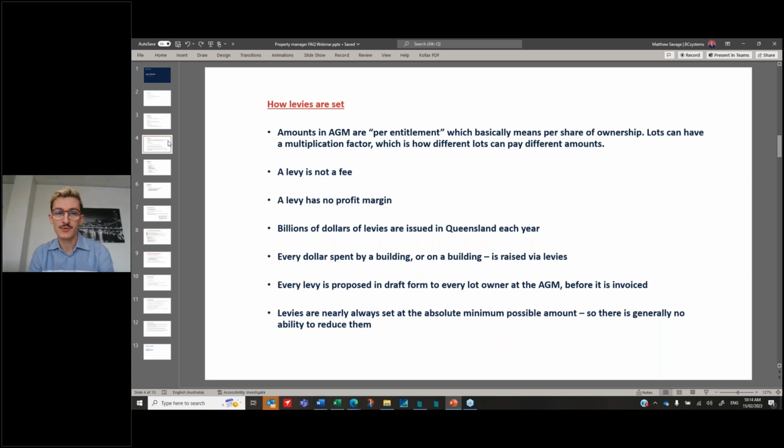So a lot of people, when they see the AGM, they see that the levies are going from $6.20 to $6.30, and it looks like a 10-cent difference. But when you multiply it by their entitlements, it actually comes out to be maybe a couple of $100 different.